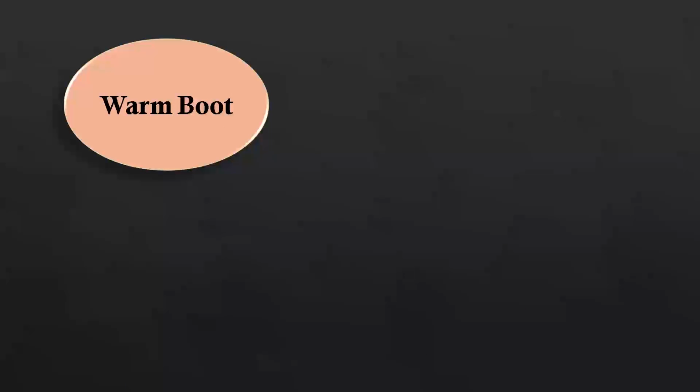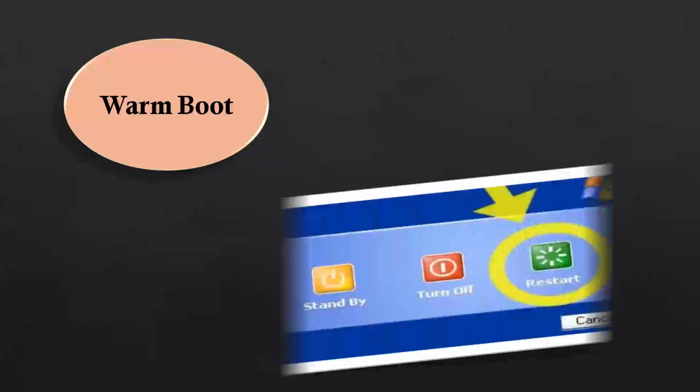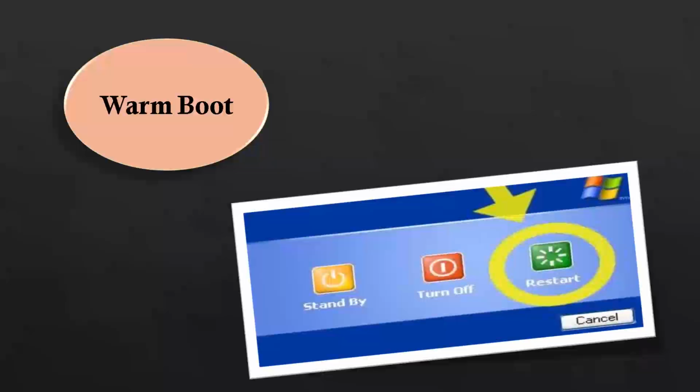And in warm booting, if the computer is already in the switched on state, then we can restart it by pressing the reset button on the CPU box or the combination of Ctrl, Alt and Delete keys simultaneously on the keyboard. This type of booting is referred to as warm booting. Now coming to the next type of system software, that is the utility software. It is software designed to study, control and maintain a computer.